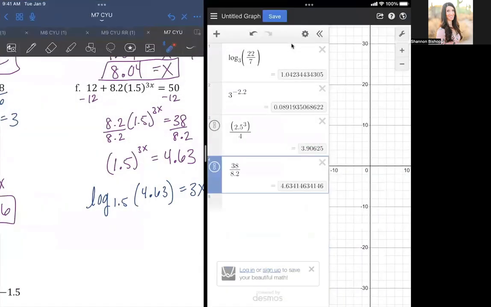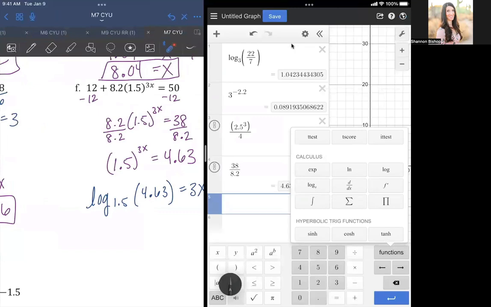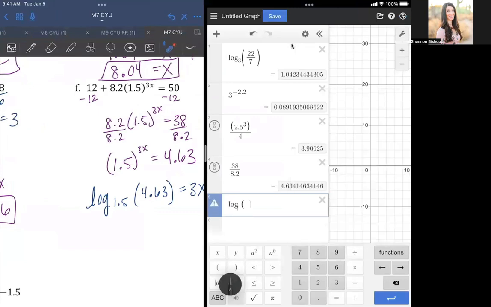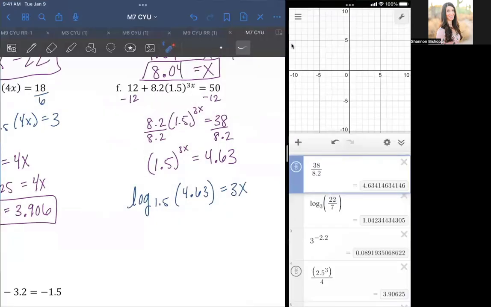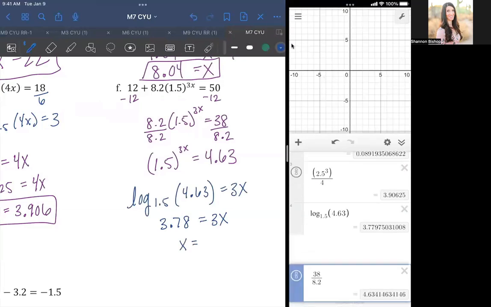So we need log, way down here. Where'd you go? There you are. So log base 1.5 of 4.63 is 3.78. So we get 3.78, but we're still solving for x. Right now it equals 3x, so we'll need 1/3 of this for our final answer. So divide both sides by 3.